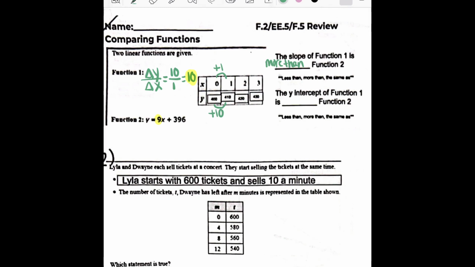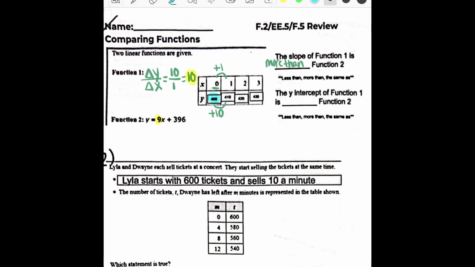The second thing we need to do is find the y-intercept. So in a table, our y-intercept is where our x value is 0. So as you can see, here is 0 right here. So our y value that is there in the table by 0 is 400. So our y-intercept of the table is 400.